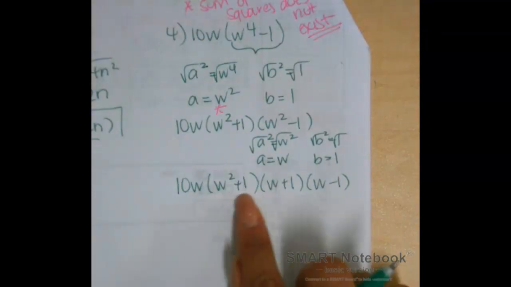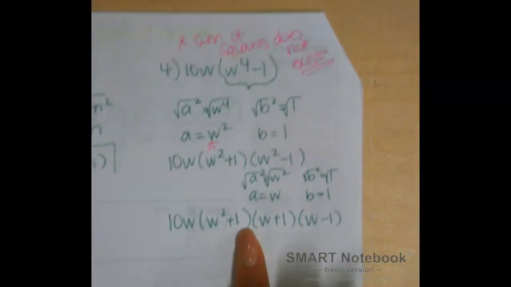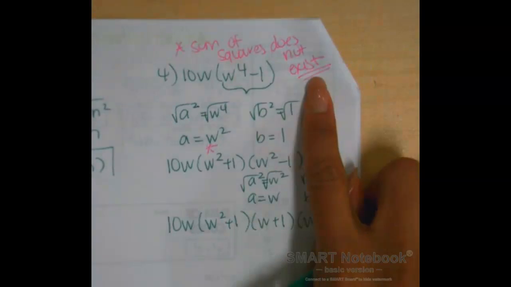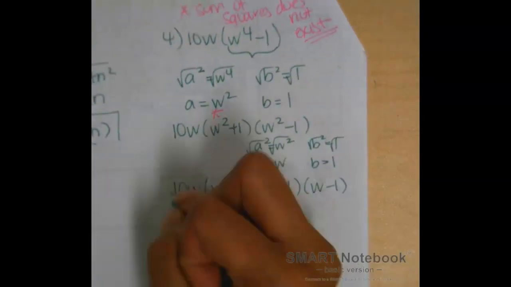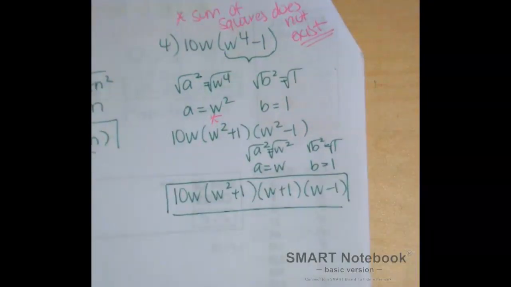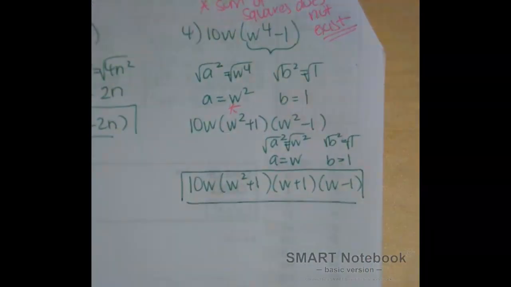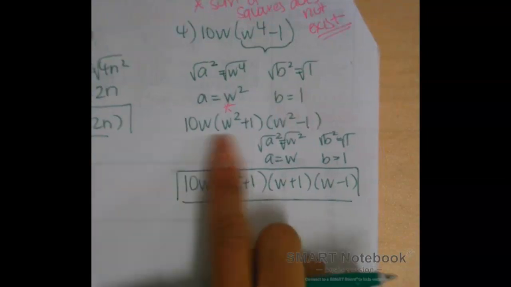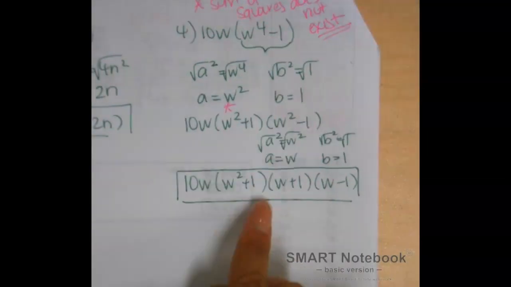What did we say this was? Sum of squares. Sum of squares does not exist, at least not with the real solution. So for your simplified factored form, guys, this is what I want to see. Just this. If you get at least to this part, you're halfway there. I just need the other half.